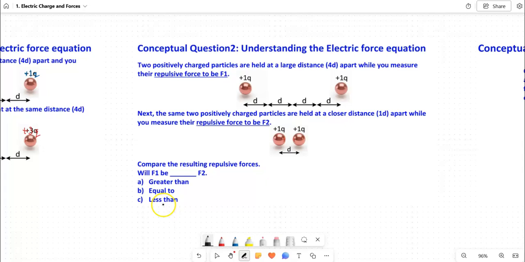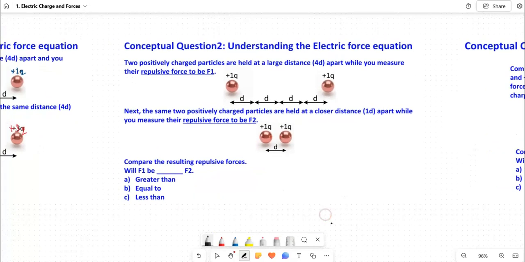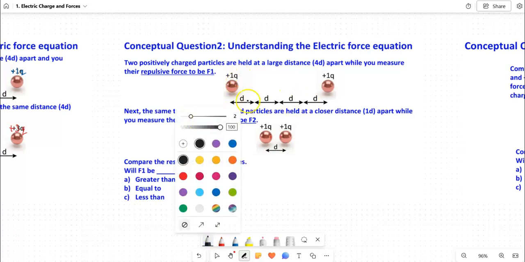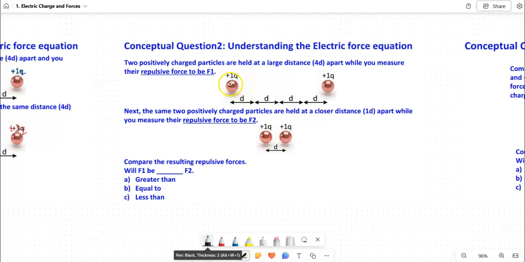Concept question number 2. So again, I'm trying to get you to interact with that Coulomb's force equation. So in this case, same situation, F1. You have two charges separated by a distance 4d. And so this positive charge is going to be getting pushed to the right with a force to the left with a force F1. Now, the two charges in the second part are the same charge, but the distance is decreased. Which repulsive force is greater? The force in the second part or the force in the first part? Okay, so try this out and pause the video now.